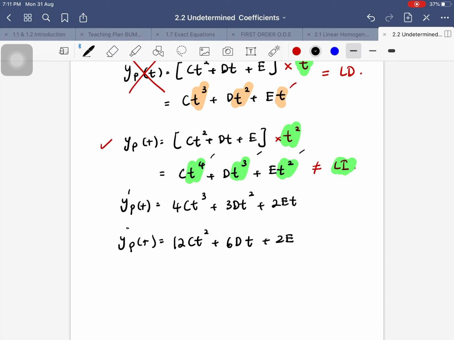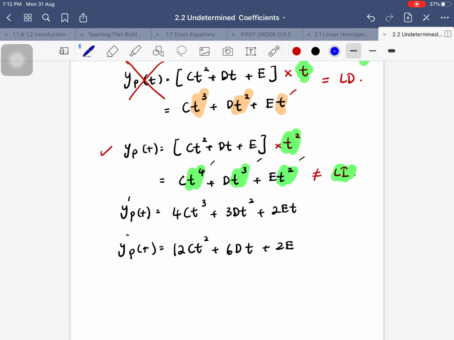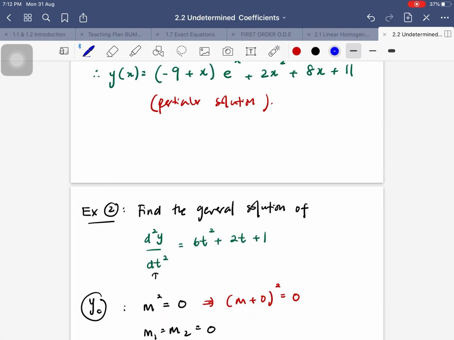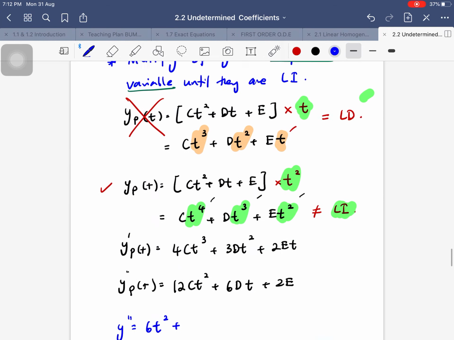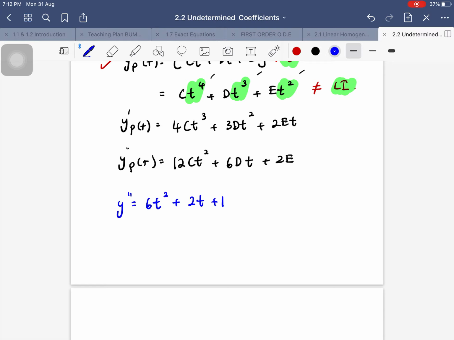Now that I already have the first and the second derivative, I can substitute back into the original equation. My original equation is y double prime equals 6t squared plus 2t plus 1. Let's add another page. When I substitute, I only have to substitute for y double prime. So that is going to be 12ct to the power of 2 plus 6dt plus 2e, and on the right hand side is going to be 6t squared plus 2t plus 1.